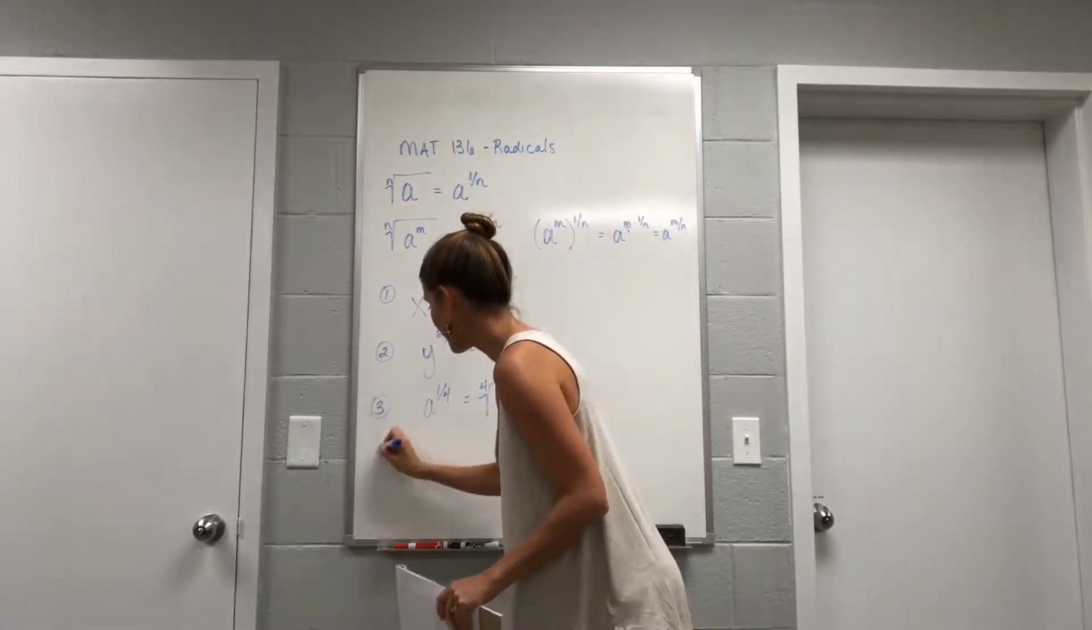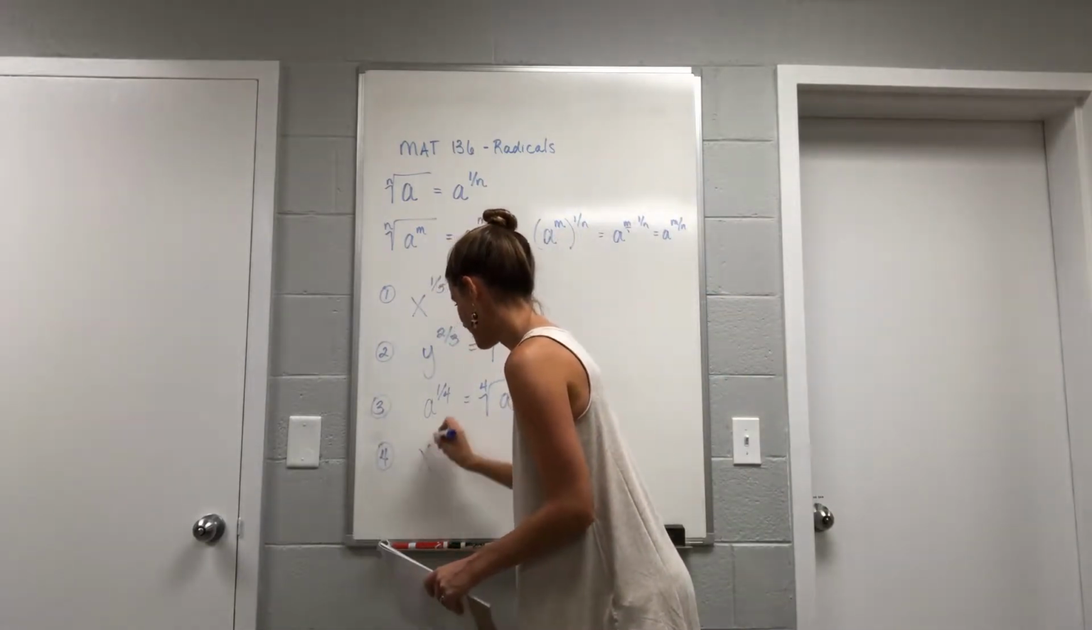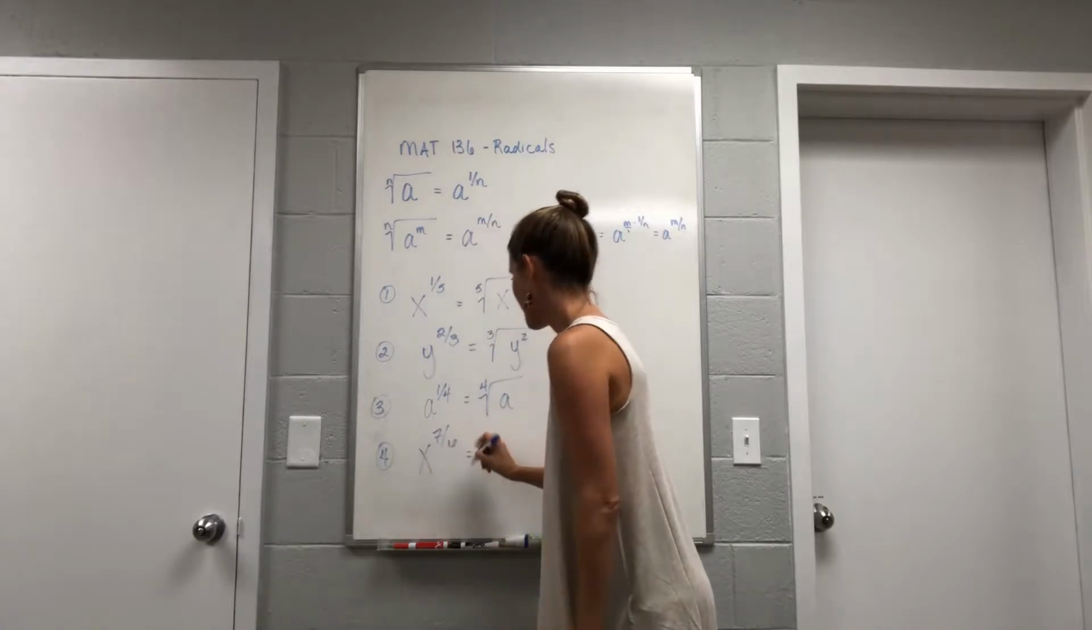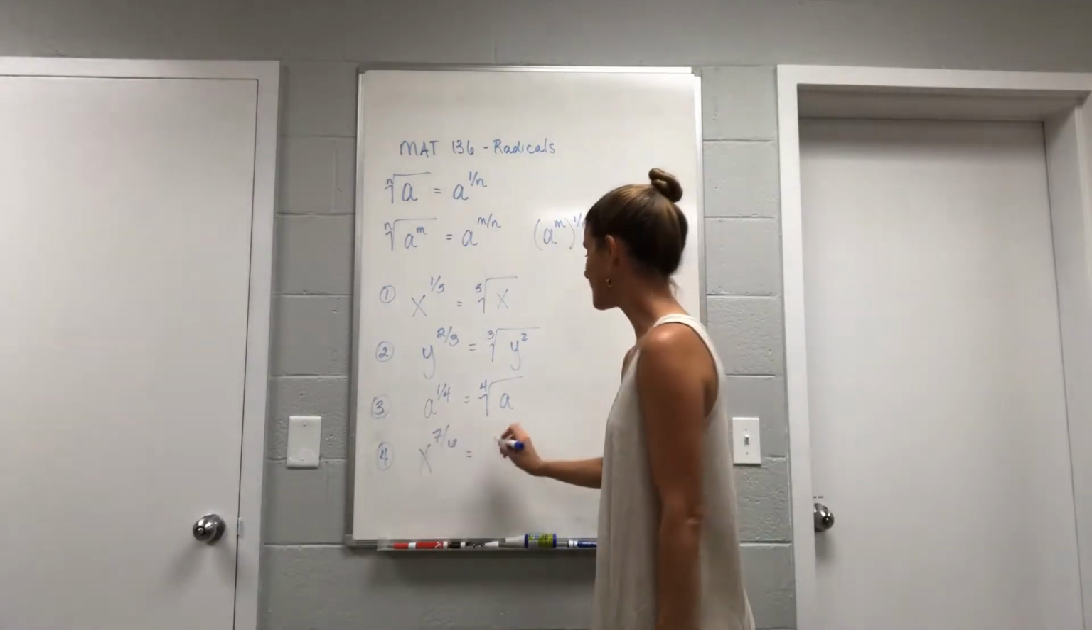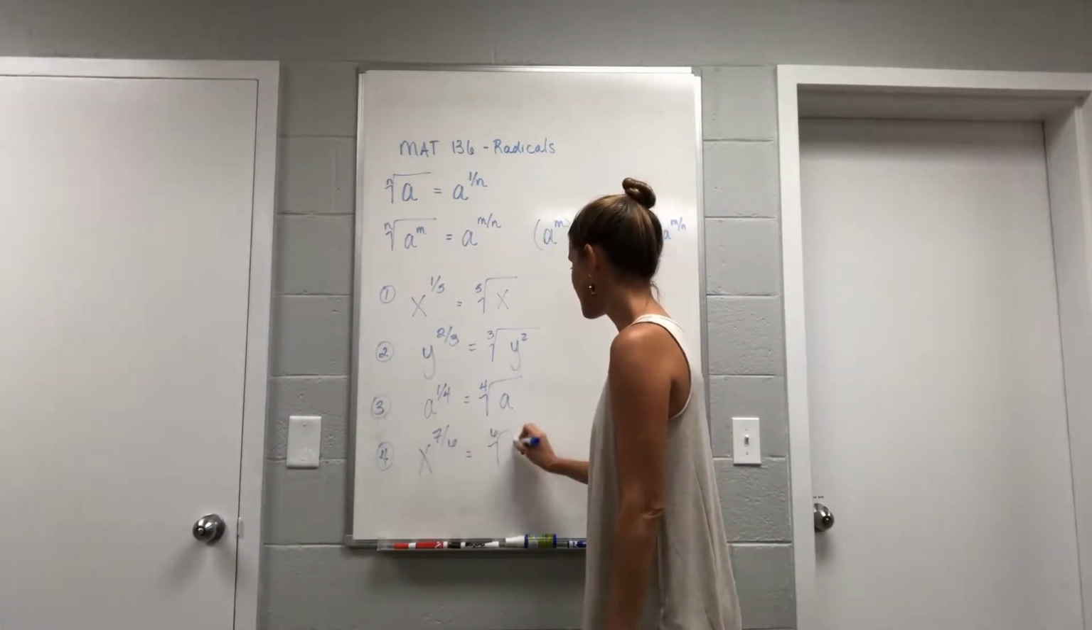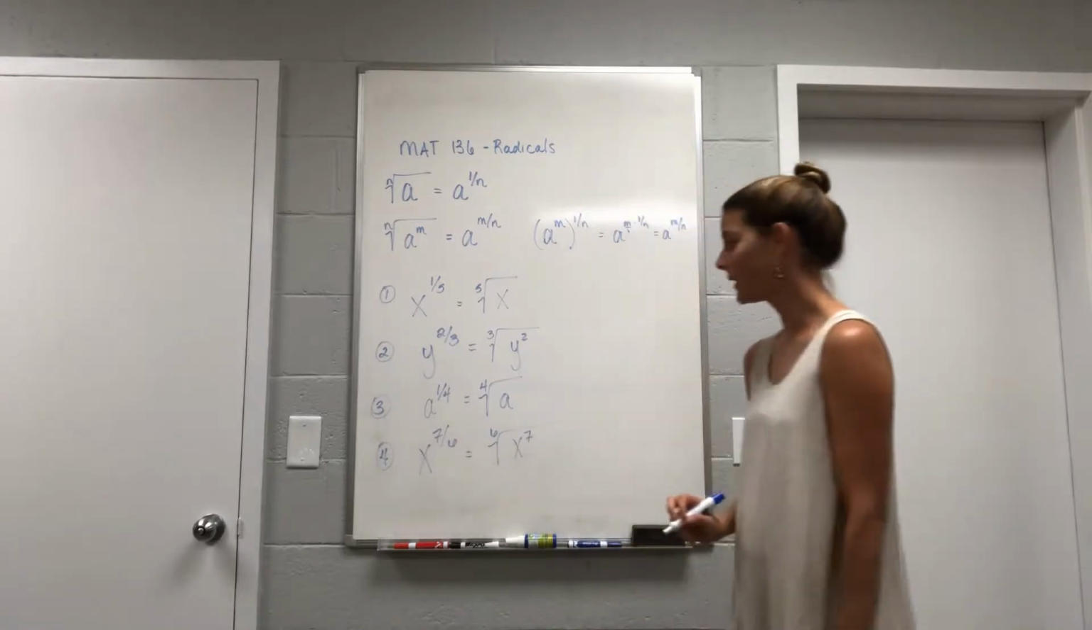All right, and then very last one for converting, we have x to the 7/6. Again, the 6 is the root, 7 is the power, so it's going to be the 6th root of x to the 7th power. And that's it.